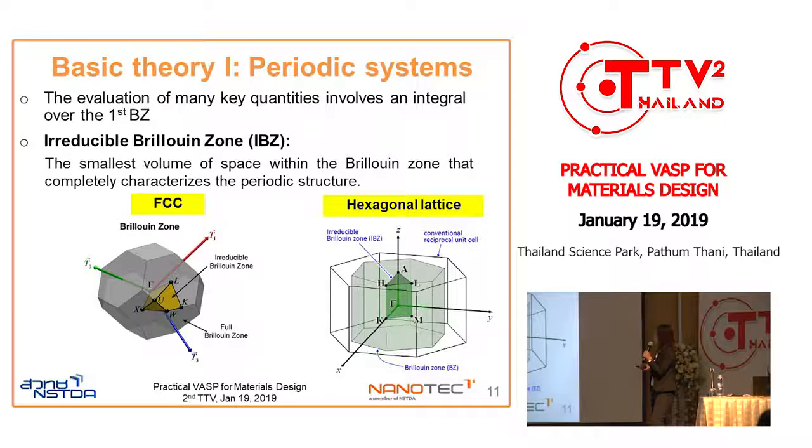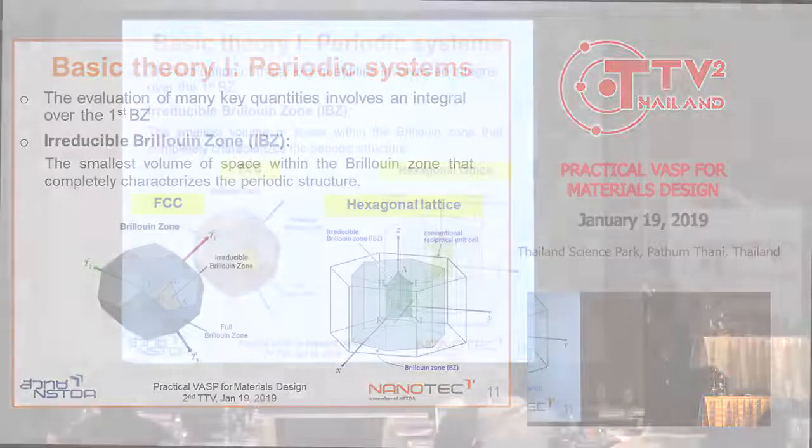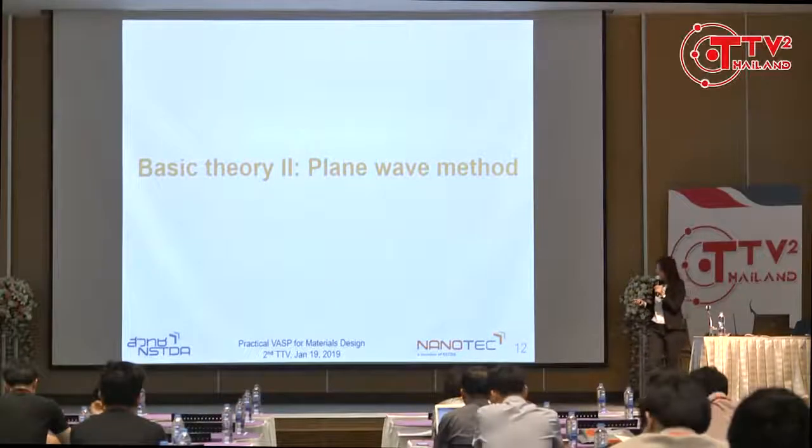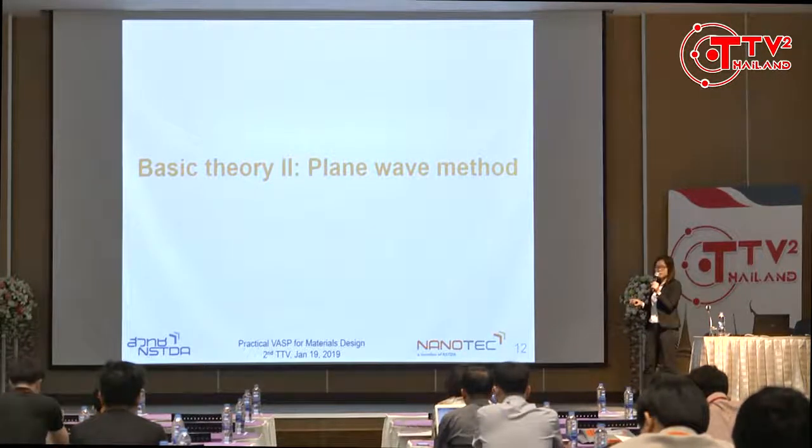Here is an example of the Brillouin zone of the FCC, and here is the IBZ of the hexagonal lattice. So if you calculate and have the property in this region, you will know the whole property of the whole system. And that's the basic idea about the periodic boundary condition and system.